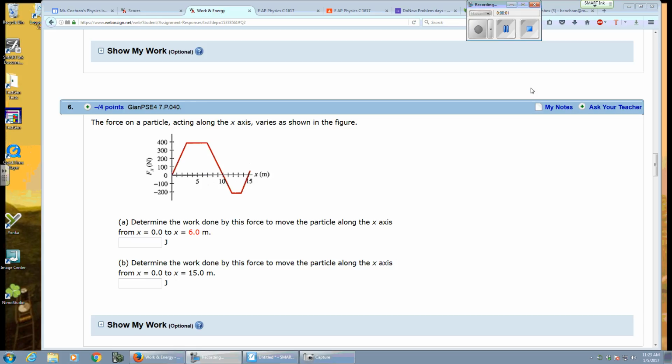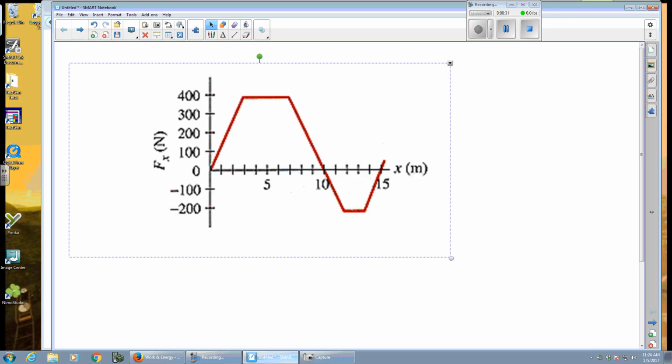All right, so why don't we start with number 6, since it was one of the most requested. You're asked to find the force on a particle, and here's your variable force graph. We know right away that it's the area under the graph that we're looking at. So for A, I just did a bigger version. They want me to do it up to 6, so that's going to be here.